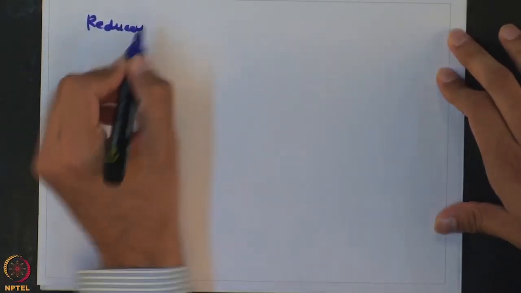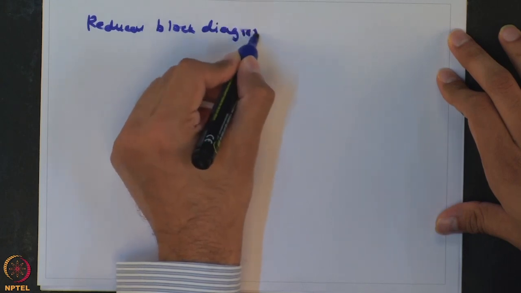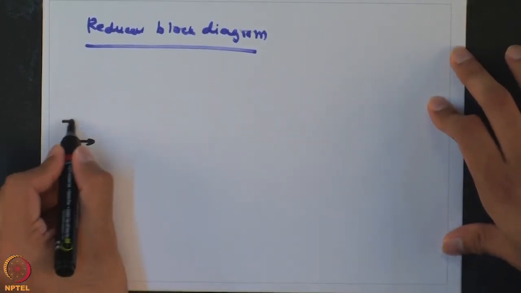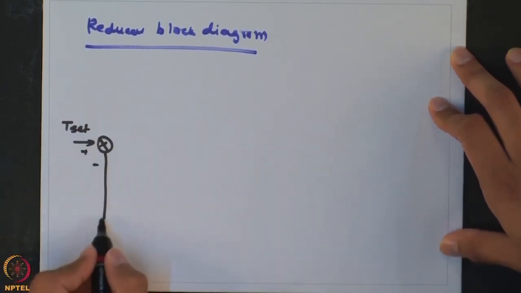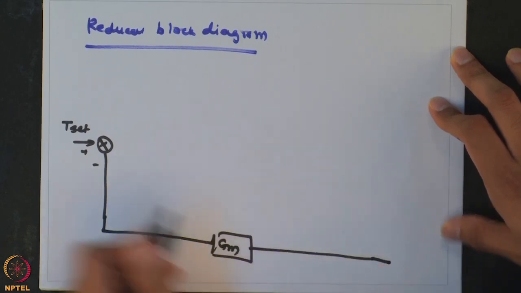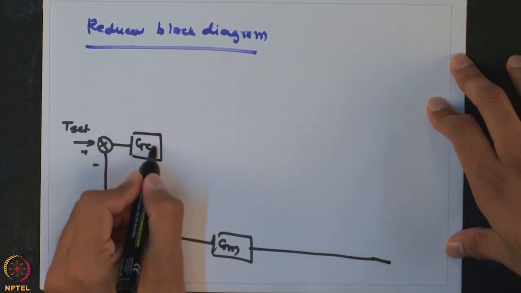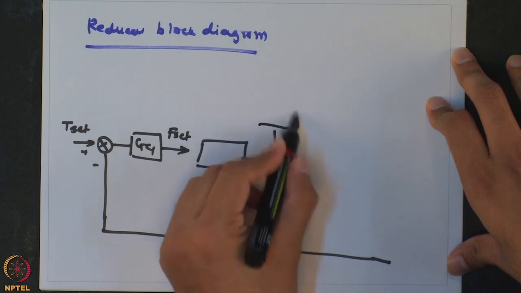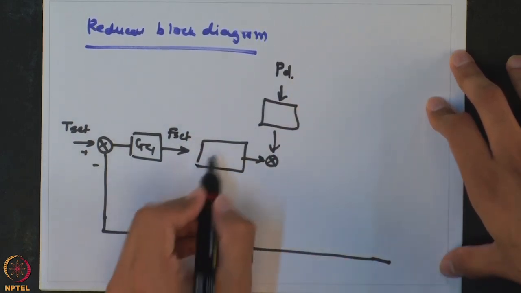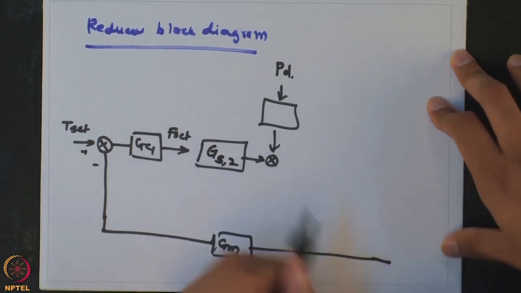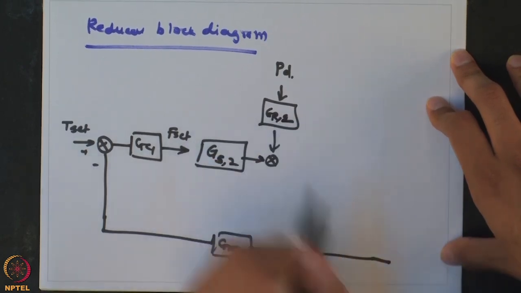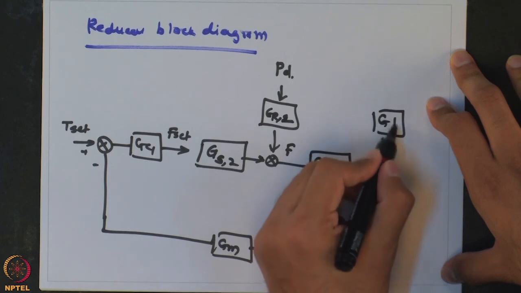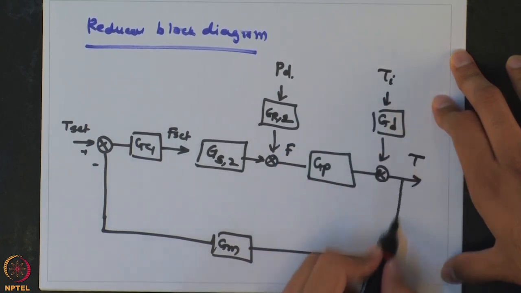So if I want to draw the reduced block diagram, we have this temperature set point, we have this temperature measurement, this is the primary controller, and the output of this is F set, and between F set and flow, and this is the secondary disturbance PD. So this is a servo transfer function for the second loop, and this is the regulatory transfer function for the second loop. Both will give me the flow, and that flow will go to the process transfer function, and this is the primary disturbance that will eventually give me the temperature.